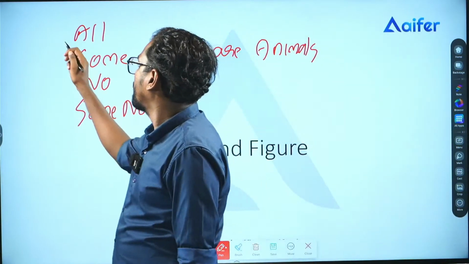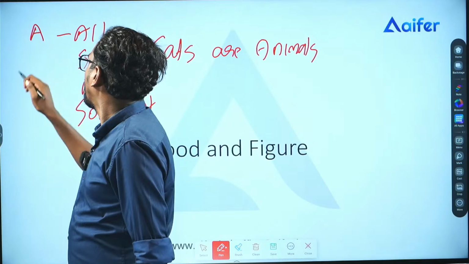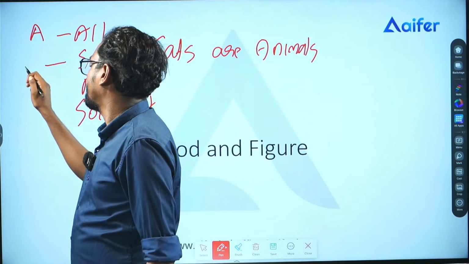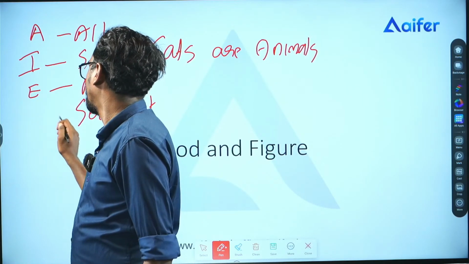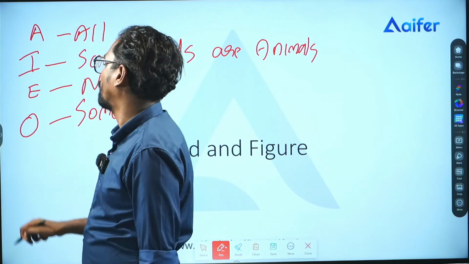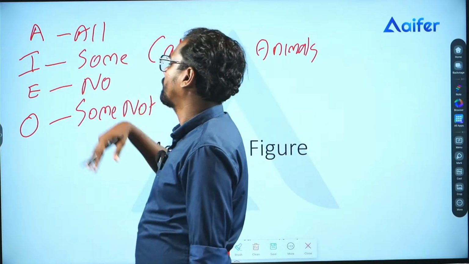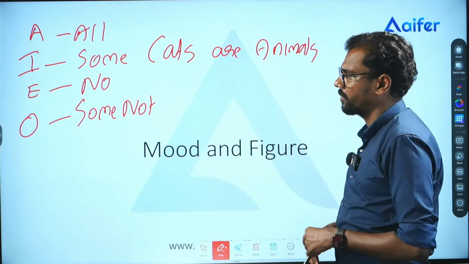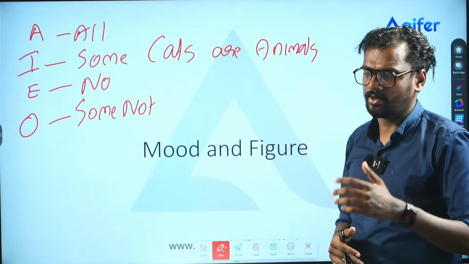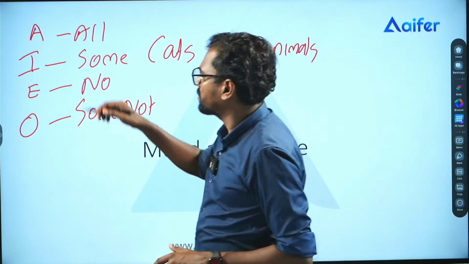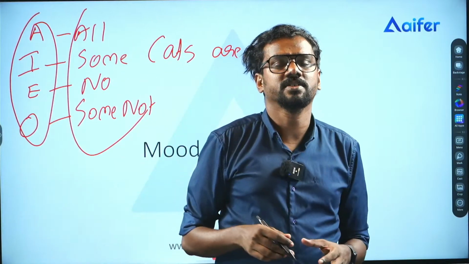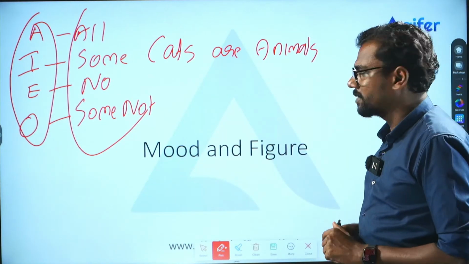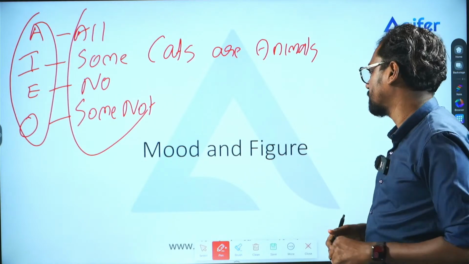The symbol for all is A, the symbol for some is I, the symbol for no is E, and the symbol for some not is O. Actually, it is A, E, I, O. I have written it in a different order. It's all, no, some, some not, that's the exact order. So this is a categorical proposition and these are the symbols.